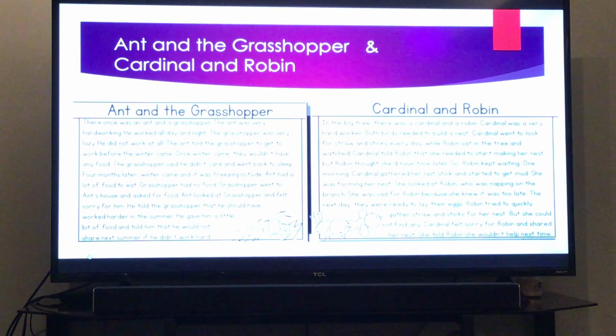Our next story is called Cardinal and Robin. Be listening when I'm reading for things that are the same or similar, comparing, and things that are different, contrasting, in the stories.